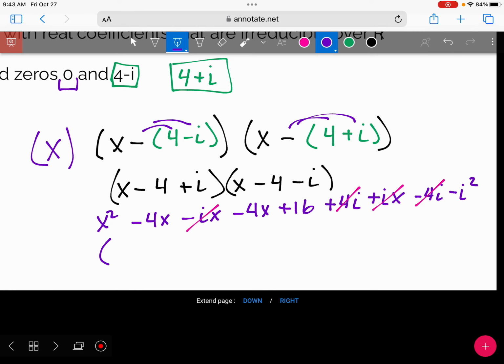So this factor is going to become x squared minus 8x, and we have plus 16 and minus i squared, plus 17. Because i squared is negative 1, minus negative 1 becomes plus 1. So this is our full factored form, and we made it before the bell. Woohoo! We made it. Barely, but we made it.